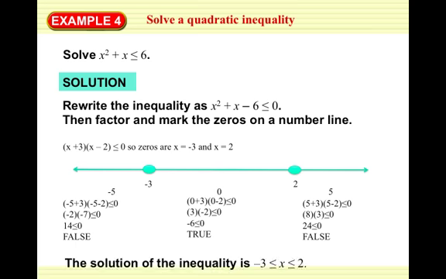So my solution is the values between negative 3 and 2. So negative 3 less than or equal to x less than or equal to 2. The values there in between. Okay, so shade that in.